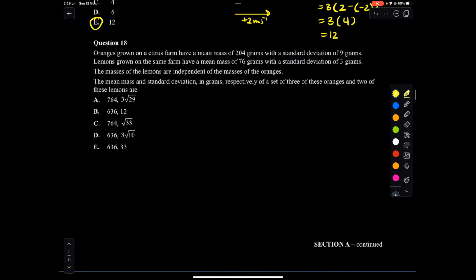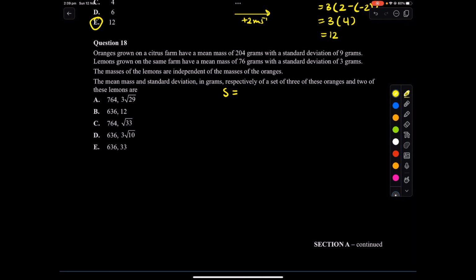Question 18. Oranges grown on a citrus farm have a mean mass of 204 grams with a standard deviation of 9 grams. Lemons grown on the same farm have a mean mass of this and a standard deviation of this. The masses of the lemons are independent of the masses of the oranges. The mean mass and the standard deviation in grams, respectively, of a set of 3 oranges and 2 of these lemons are what? So we have 3 oranges and 2 of these lemons. So we can say the set is how many oranges?